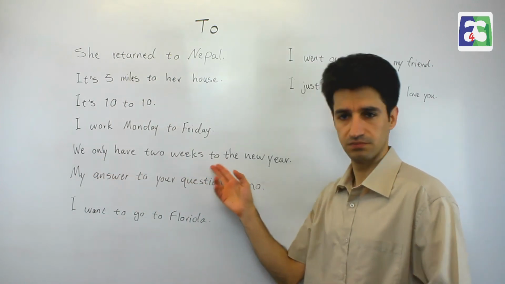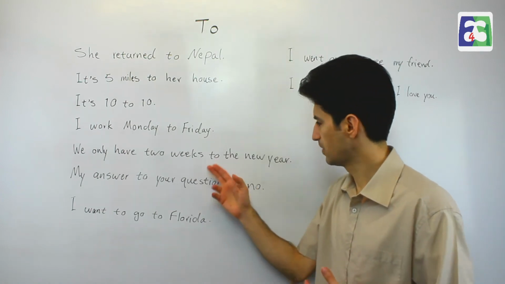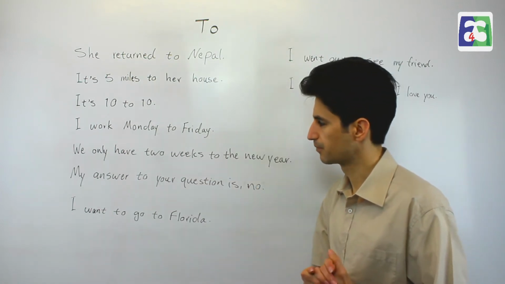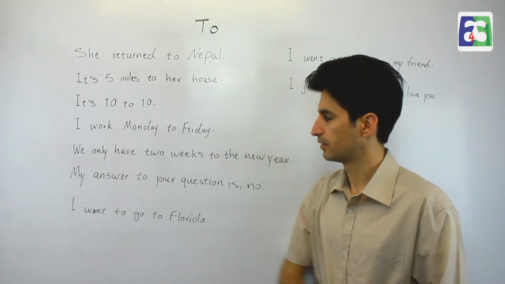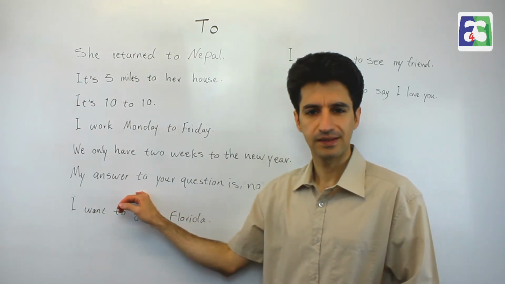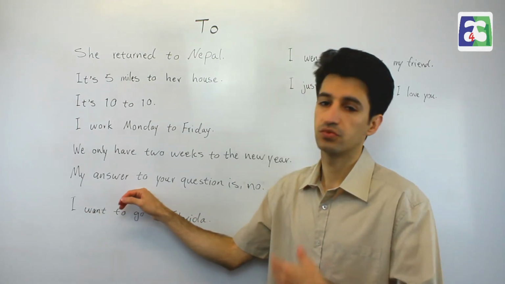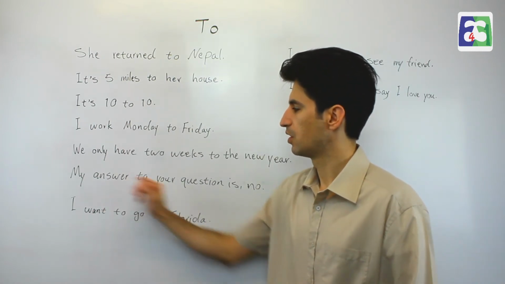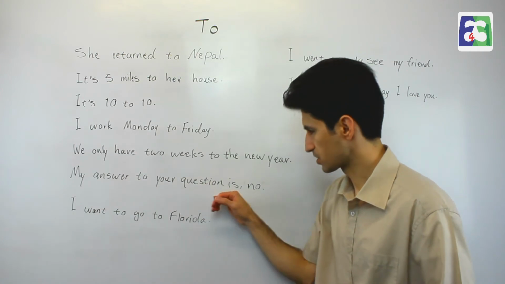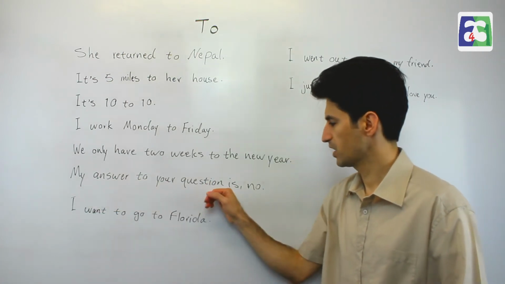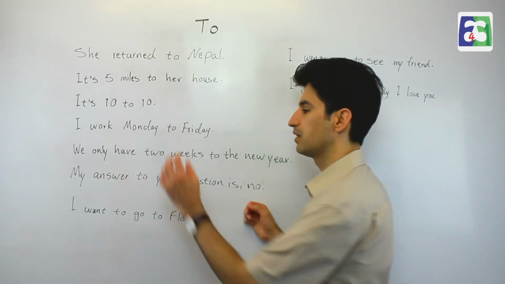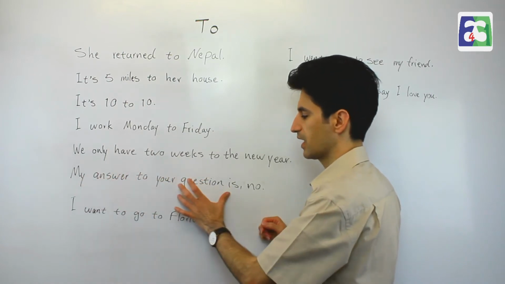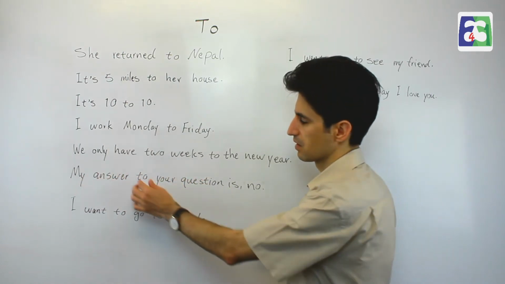This "to" is just telling us remaining. It's like saying remain. And the other "to" is the relation. It's to show the relationship. It shows the relation between the two. My answer to your question is no. So that gets related to the other part of the sentence by this "to".